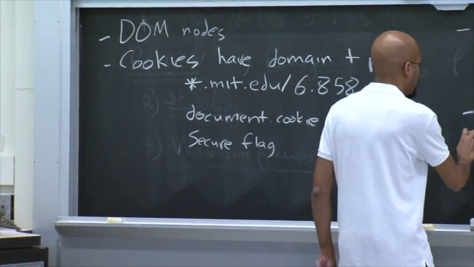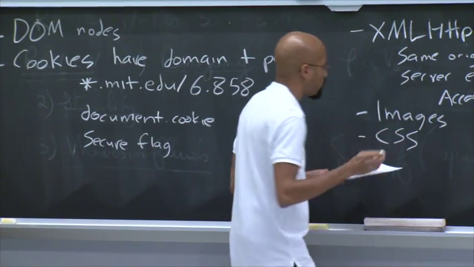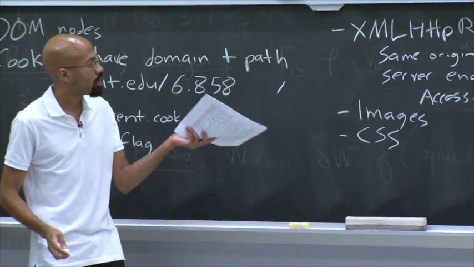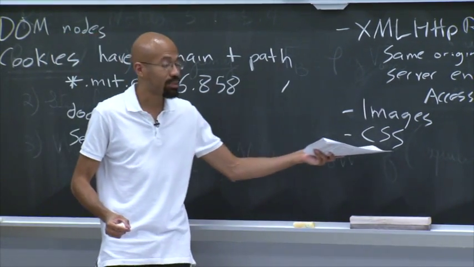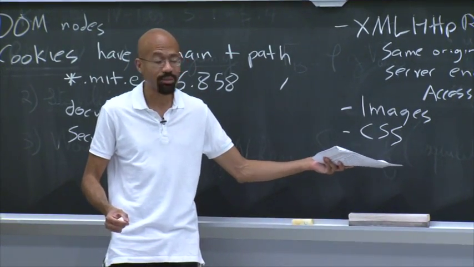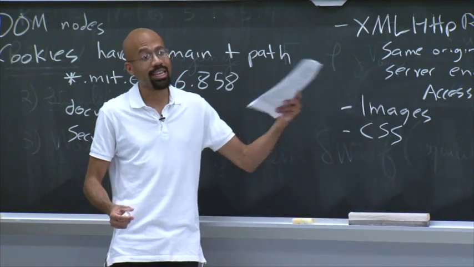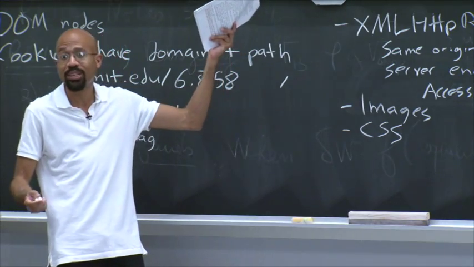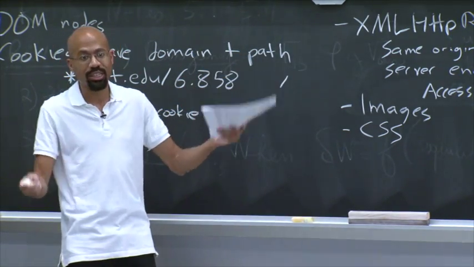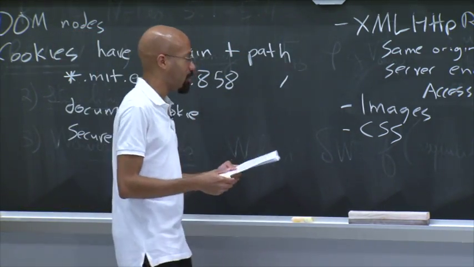CSS has a similar story to images. So a frame can embed CSS from any origin. However, it cannot directly inspect the text inside that CSS file if it's from a different origin. But it can actually infer what the CSS does because it can just create a bunch of nodes and then see how their styling gets changed. Right? So it's a bit wacky.